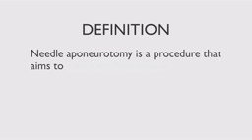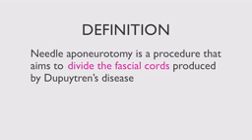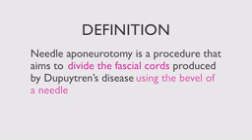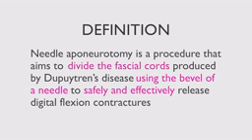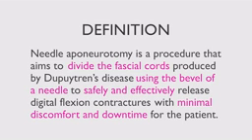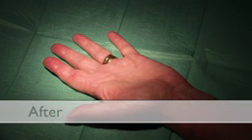Needle aponeurotomy is a procedure that aims to divide the fascial cords produced by Dupuytren's disease using the bevel of a needle to safely and effectively release digital flexion contractures with minimal discomfort and downtime for the patient. As more experience of this technique has been gained, so the indications for its use have been extended. It is now possible to successfully treat most of the contractures produced by Dupuytren's disease percutaneously without resorting to major excisional surgery in the first instance.